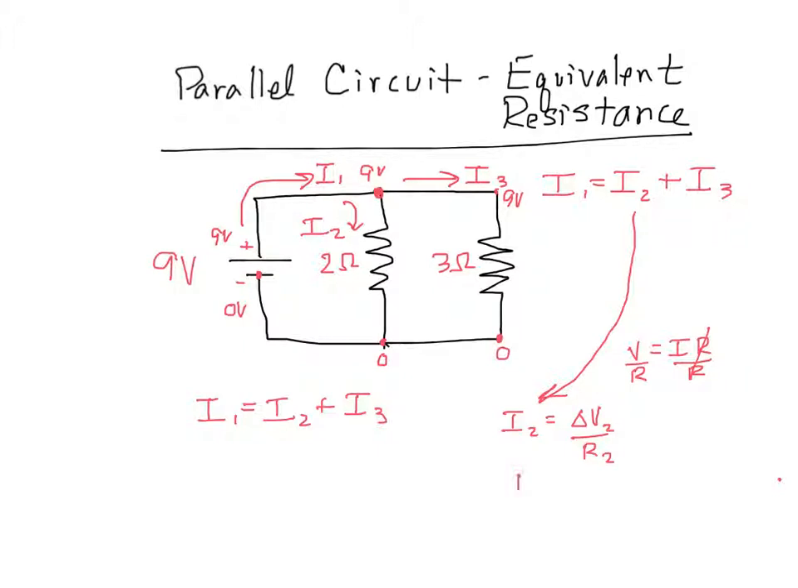Likewise, I3 would be the voltage drop across resistor 3 divided by how much resistor 3 is. So we have here the 9 volts, I'm sorry, I1.